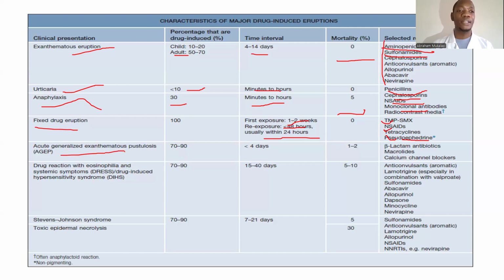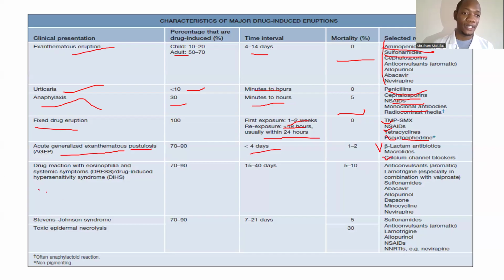Then we have AGEP, which is acute generalized exanthematous pustulosis. In this case, you have pustules, and it occurs less than 4 days after you have started the drug, so it's also another acute form, and mostly commonly seen with beta-lactams, macrolides, and calcium channel blockers.